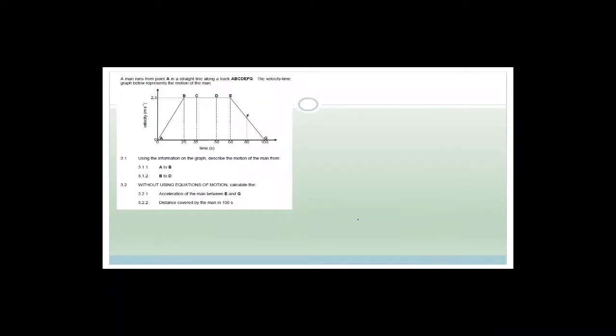Right, so let's do a couple of examples, shall we? I think the best way to really understand this is to do a couple of examples. It says a man runs from point A in a straight line along a track A, B, C, D, E, F, G. So this is the graph that represents the straight track.